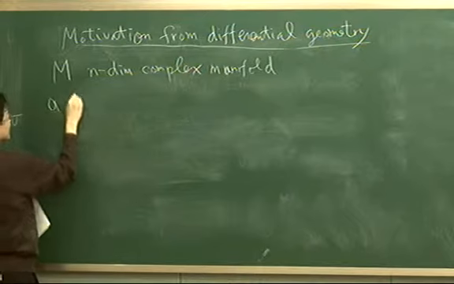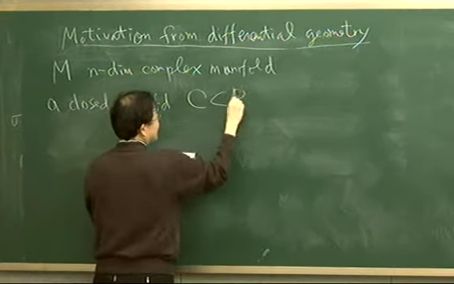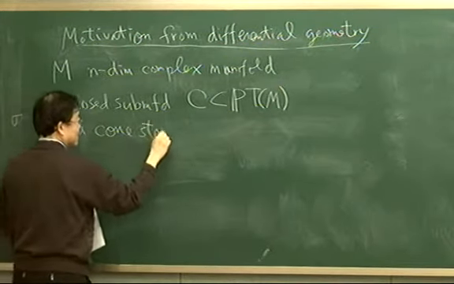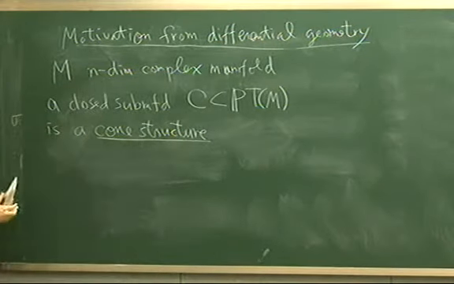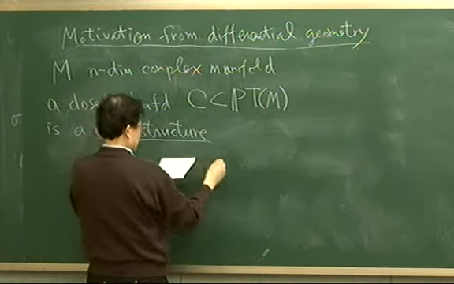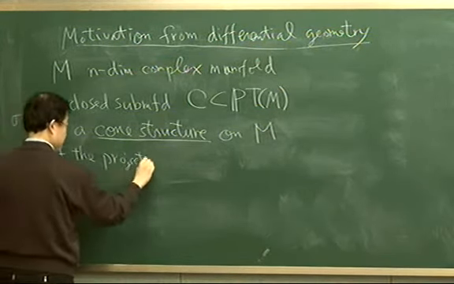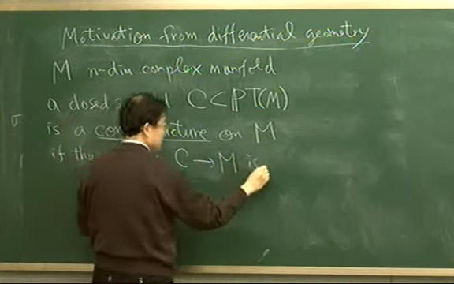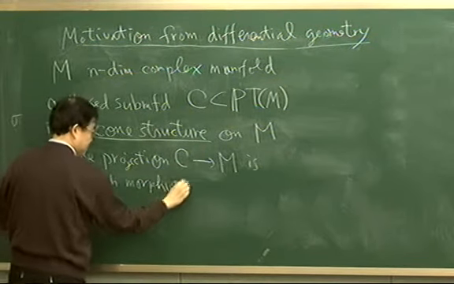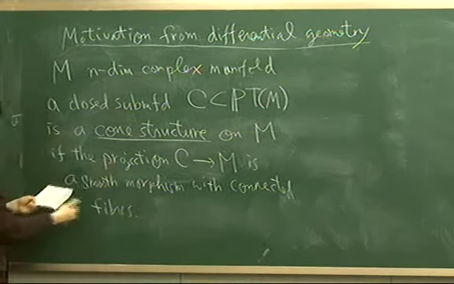And a closed submanifold C inside the projective tangent bundle is a cone structure. So that's what I'd like to define. A cone structure is a certain closed submanifold in the projective tangent bundle on M if the projection from C to M is a smooth morphism with connected fibers. That's the definition of a cone structure.